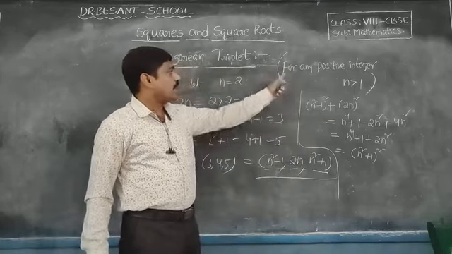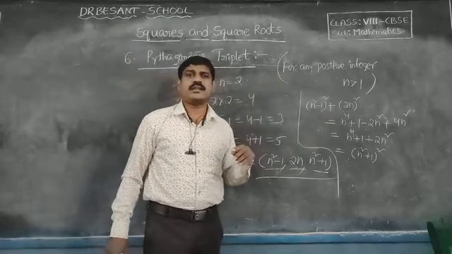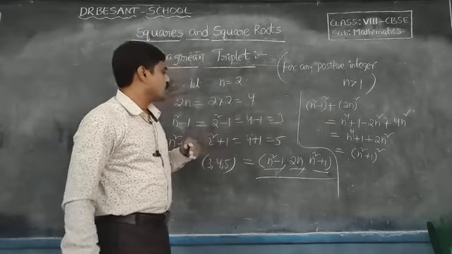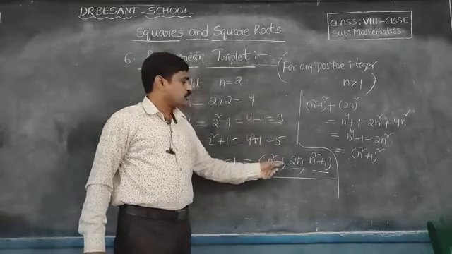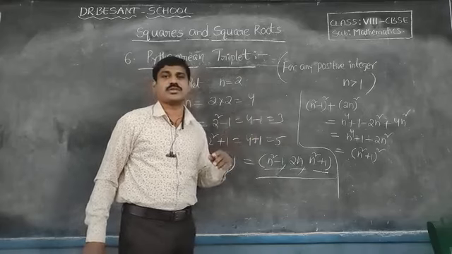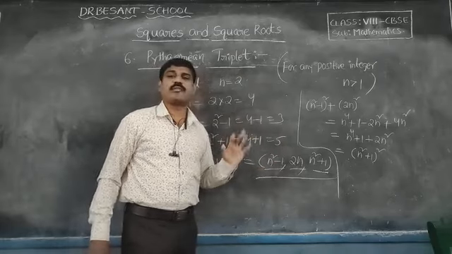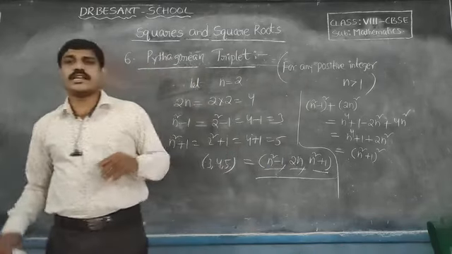But what about n? n is any positive integer. It must be greater than 1. Why? Because if n is equal to 1, 1 square minus 1 will become 0. n square minus 1 will become 0. That's why we should take the condition n is greater than 1.